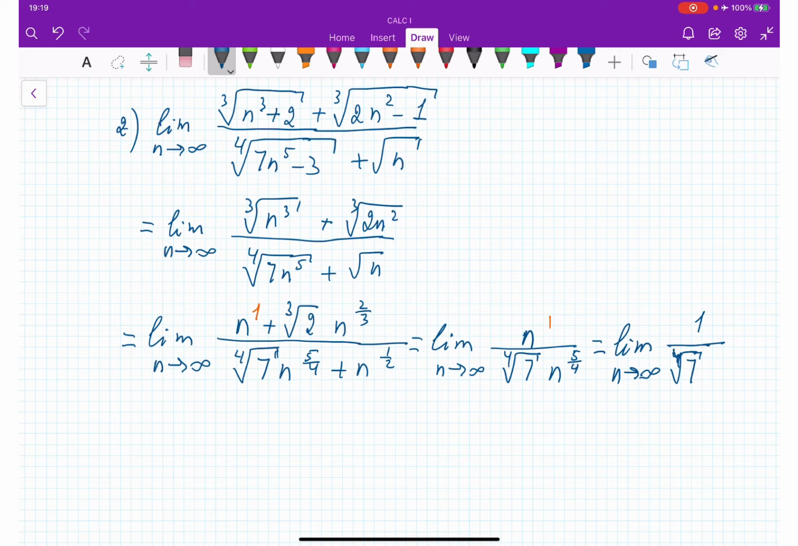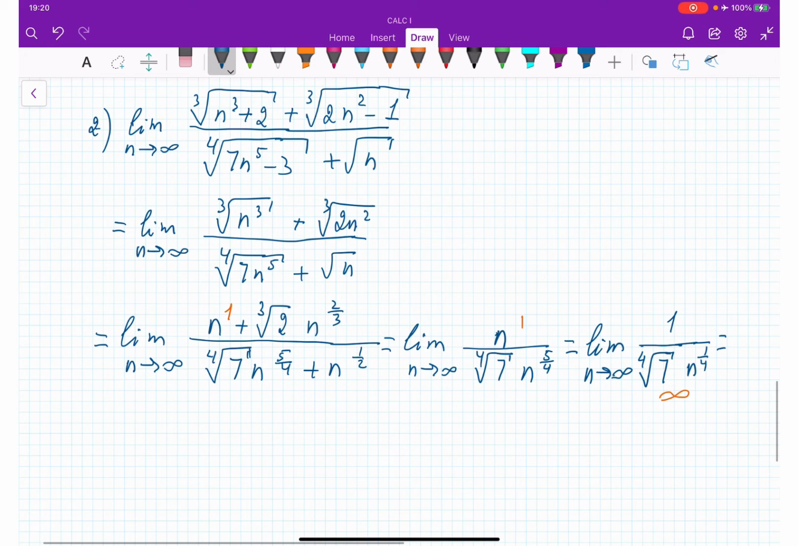And what do we have? n to the power 1/4, correct? 1 minus 5/4, it's going to be minus 1/4. So since the denominator is going to be infinity, because of n to the power 1/4, this is going to be infinity, and a number divided by infinity is going to be equal to big, bold, fat 0.